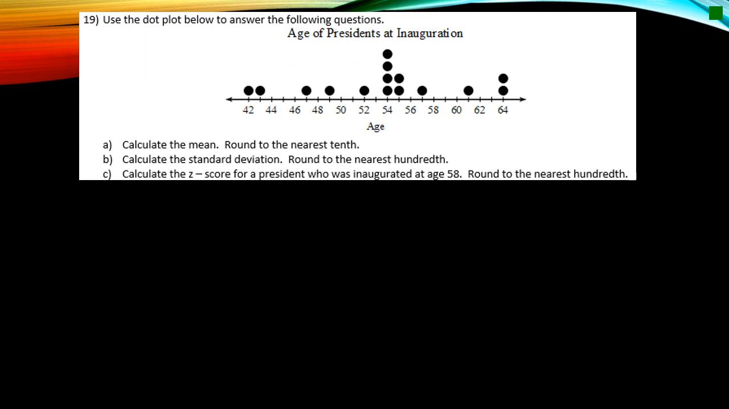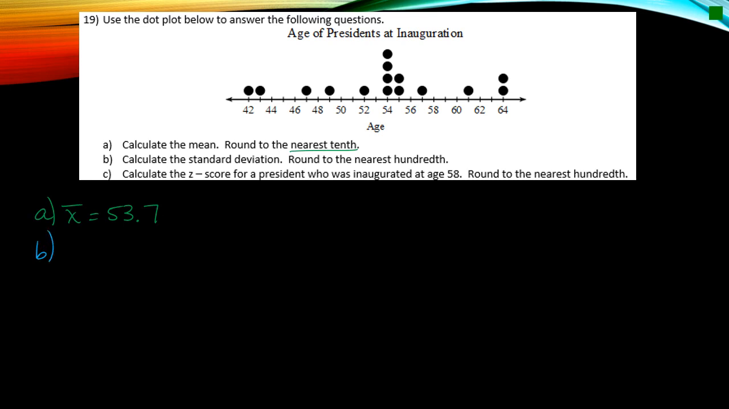All right, we are using the dot plot to answer the questions below. Part A asks us to calculate the mean, and we're going to round to the nearest tenth. I would suggest plugging all of these numbers into your calculator and having it calculate the mean for you. I did just that, and I was able to get that the mean is 53.7. So it's actually 53.6 repeating, but it asks you in the problem to round to the nearest tenth, so that's 1 decimal place. So that's part A.